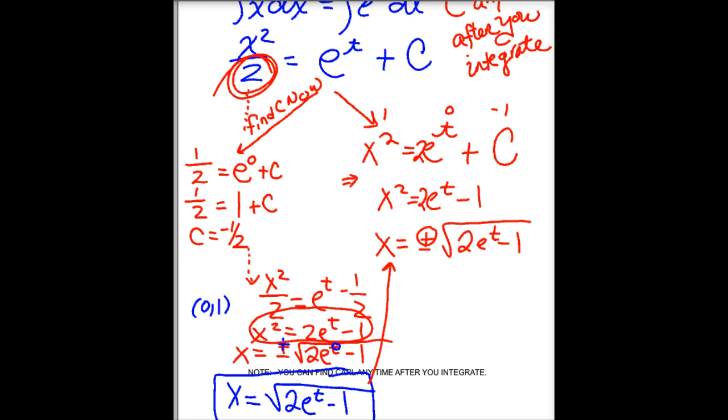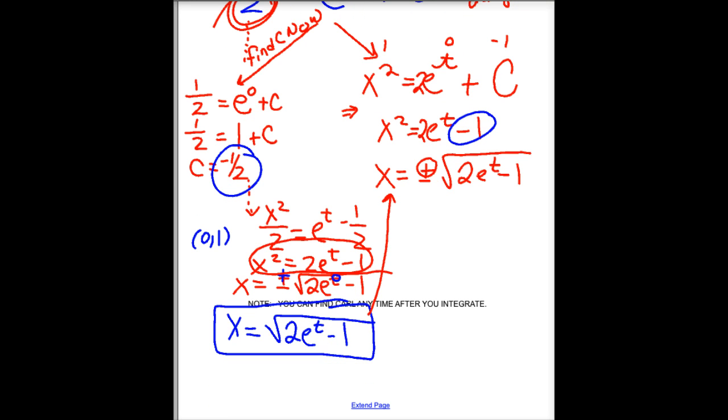Then I choose the positive for the same reason I chose it over here. When you work on these together, it's kind of frustrating because you might be working with somebody and you say, what'd you get for C? And you'd say, well, I got negative 1/2. And then somebody else might say, well, I got negative 1. Well, that's because of where in the process you found it. So the moral of the story is you can find the constant of integration anytime after you integrate.